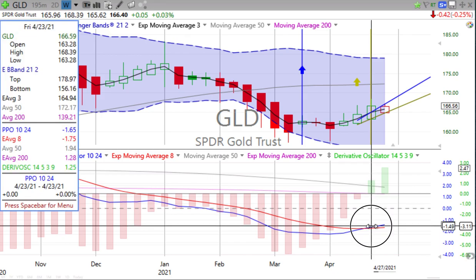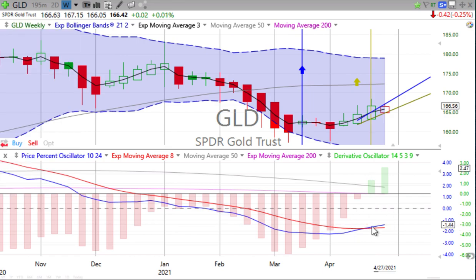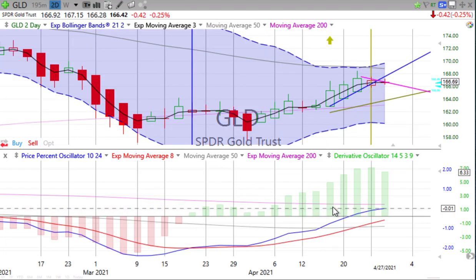We had that weekly vertical crossover in gold on Friday. This last Friday, we have a red open box forming. That's a slowdown in the up movement. We see that the price is above. The candle itself is sitting right there on the weekly trend line. Price percent oscillator trying to pull away from the red signal line. Derivative oscillator gaining upward momentum.